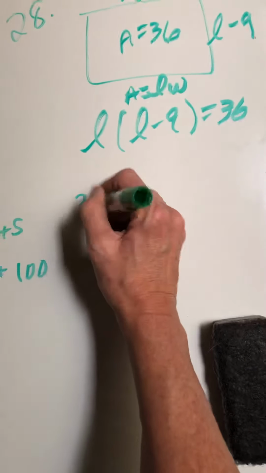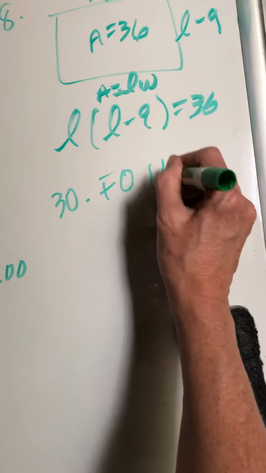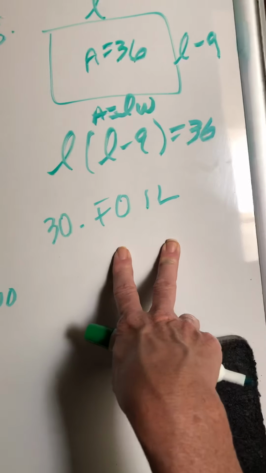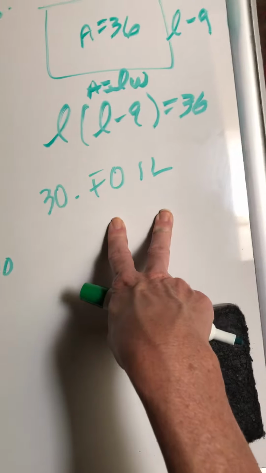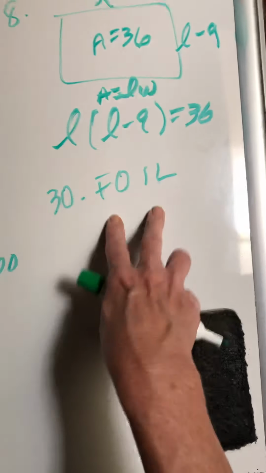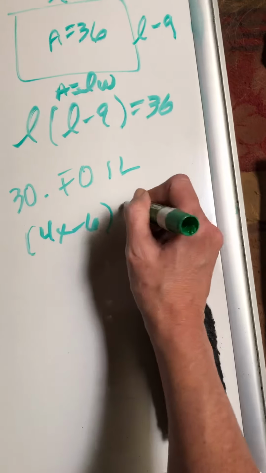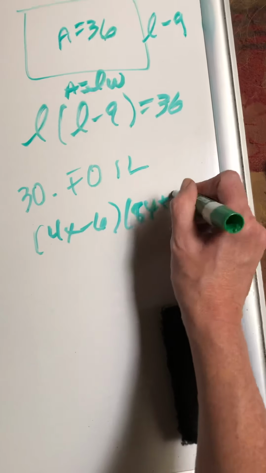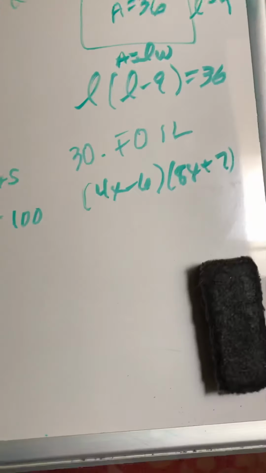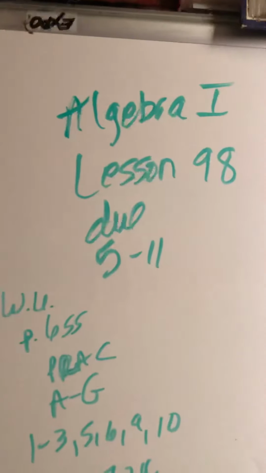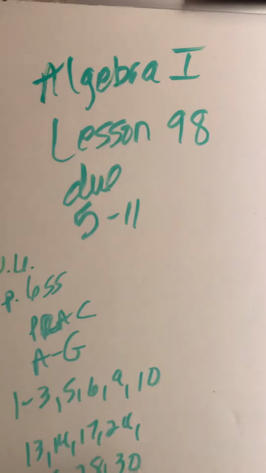And then on 30, you just need to FOIL. There was a mistake that was made, I think, or maybe there wasn't a mistake that was made. So FOIL it and show the correct one. You've got to FOIL the 4x minus 6 and the 8x plus 7. They give you those two. You just need to FOIL it. Okay, so again, that is lesson 98, due Monday the 11th.